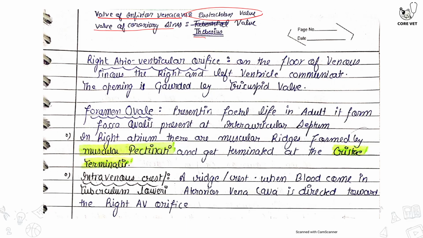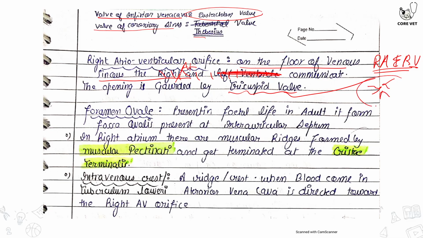Now coming on to the right atrial orifice, it is on the floor of the venous sinus, between the right atria and the right ventricle. So these are not the left ventricle, it is the right ventricle and right atria. The opening between them is guarded by the tricuspid valve, which has three cusps. These three cusps guard the opening between the right atria and the right ventricle.